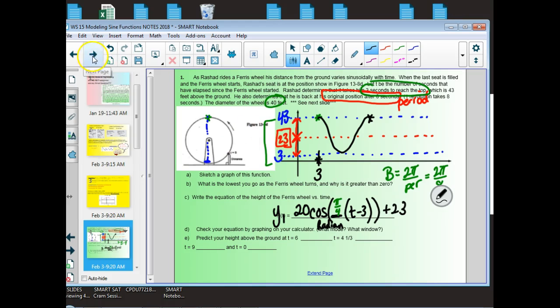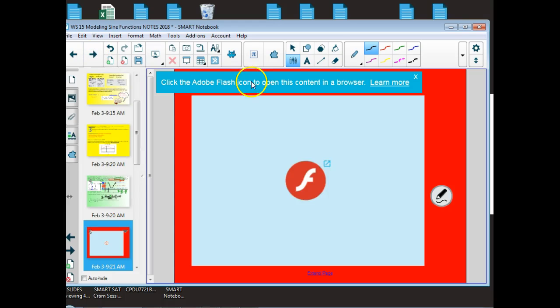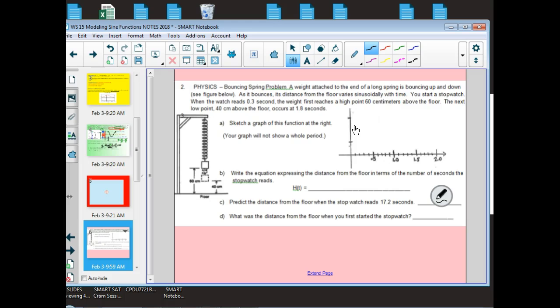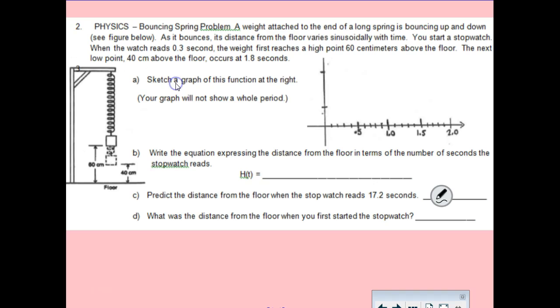So you can imagine how fun these are going to be for your teacher to grade, right? Oh, I don't have Adobe Flash. Apparently that was an animation of a Ferris wheel. Sorry. Oh, Flower, you're so cute with your animations.